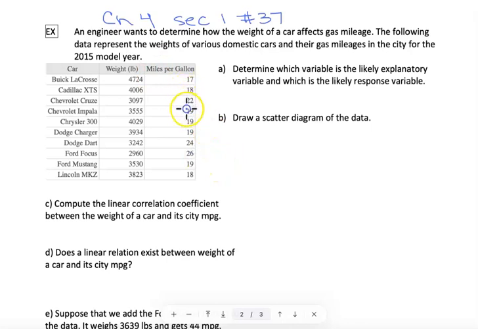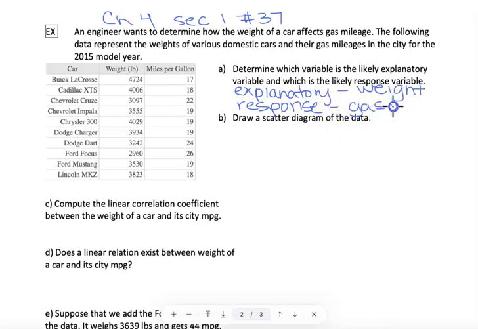Also, we're not usually very interested in predicting the weight of a car, but we might be interested in predicting its gas mileage. So our explanatory variable is going to be the weight. And the response variable, the one that we would be interested in predicting, is going to be the gas mileage.